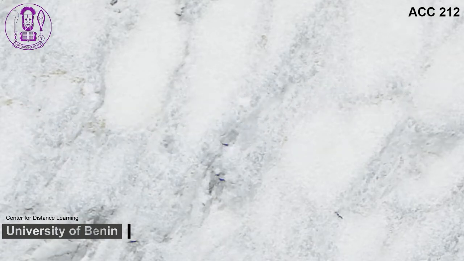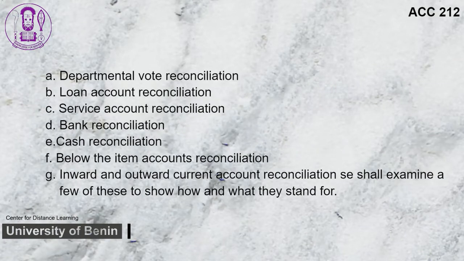A. Departmental vote reconciliation. B. Loan account reconciliation. C. Service account reconciliation. D. Bank reconciliation. E. Cash reconciliation. F. Below the item accounts reconciliation. G. Inward and outward current account reconciliation. We shall examine a few of these to show how and what they stand for.